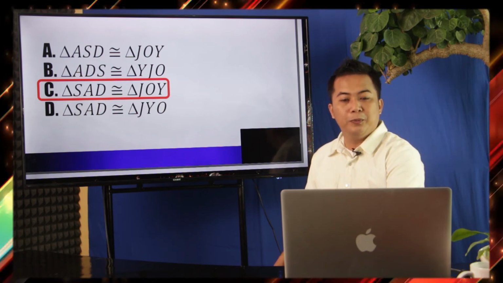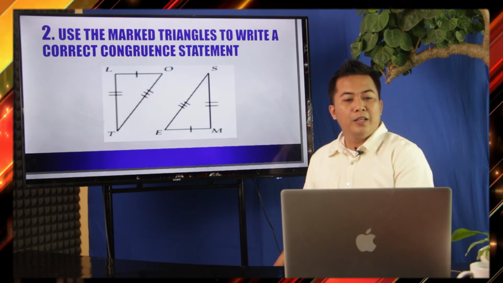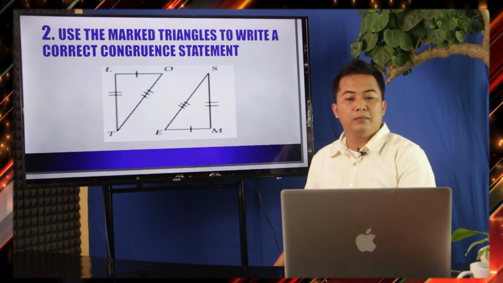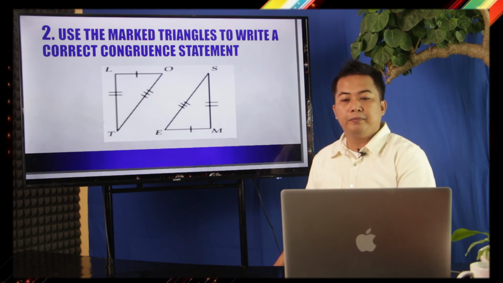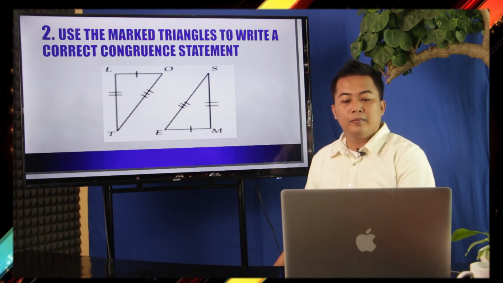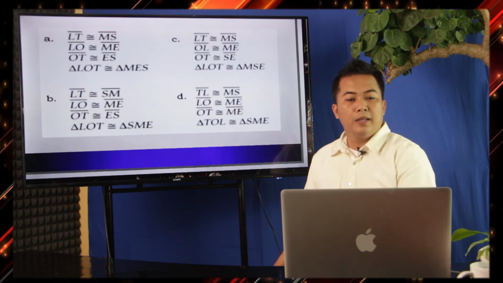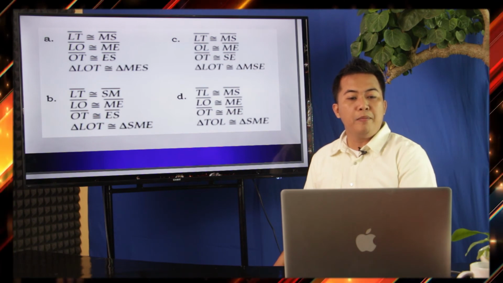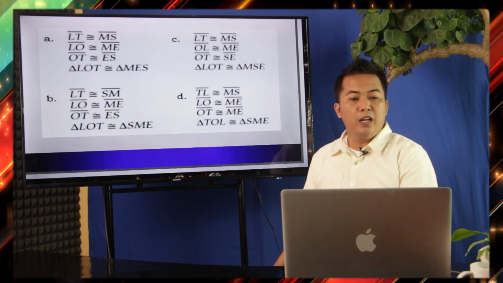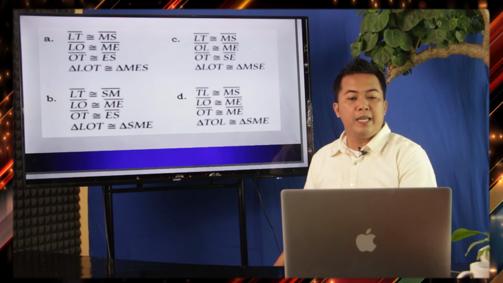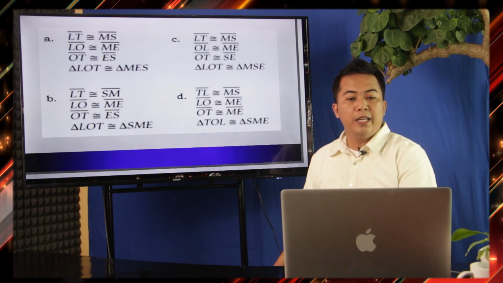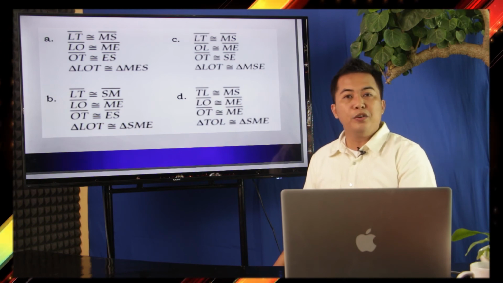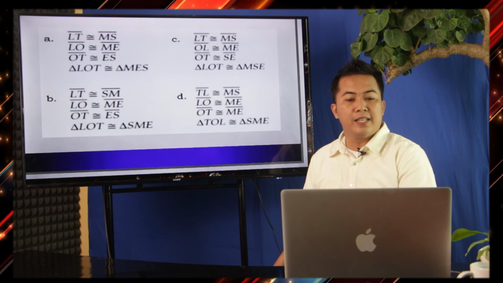How about number 2? Use the marked triangles to write a correct congruent statement. I want you to study the figure. A. Side LT is congruent to side MS. Side LO is congruent to side ME. Side OT is congruent to side ES. Triangle LOT is congruent to triangle MES.